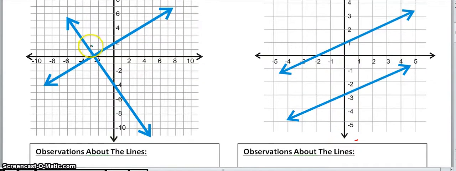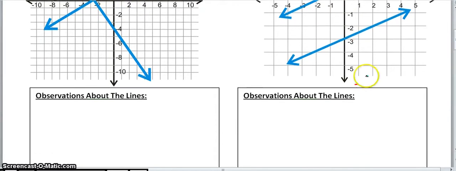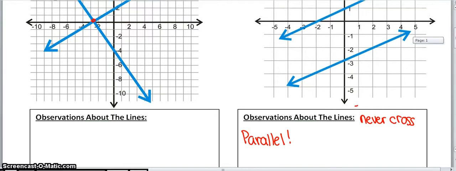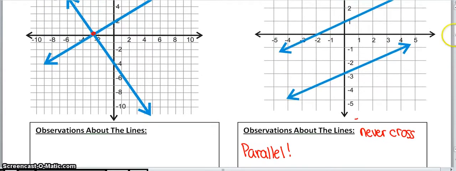So if you look at these two lines, what do you notice about the relationship between them versus these two lines? So first thing I see is that these lines cross at a point and these lines don't cross at any points. So the first thing you might notice is, well, these never cross. And what do we call lines that never cross? We call those parallel lines. Okay, so very first thing you should notice is that these lines are parallel. Then we can go back and figure out what makes lines parallel on a coordinate plane.